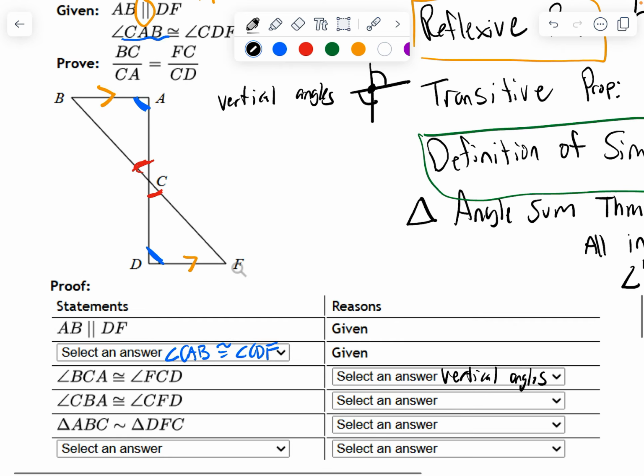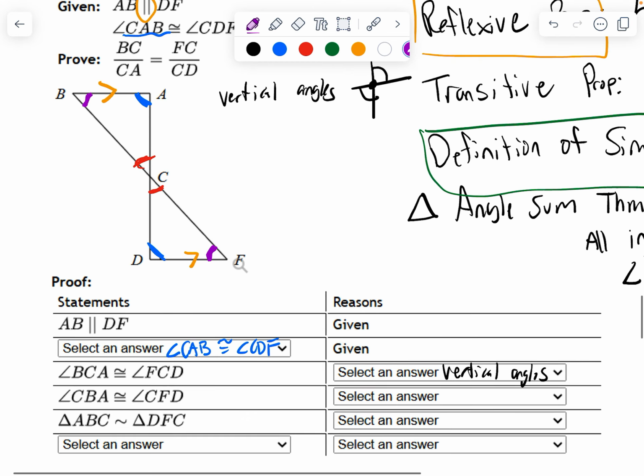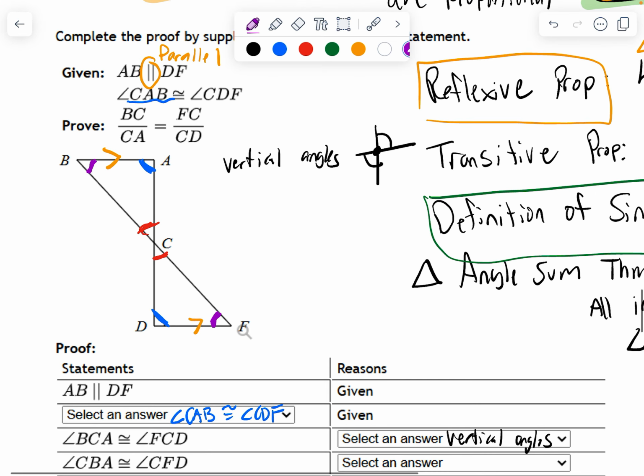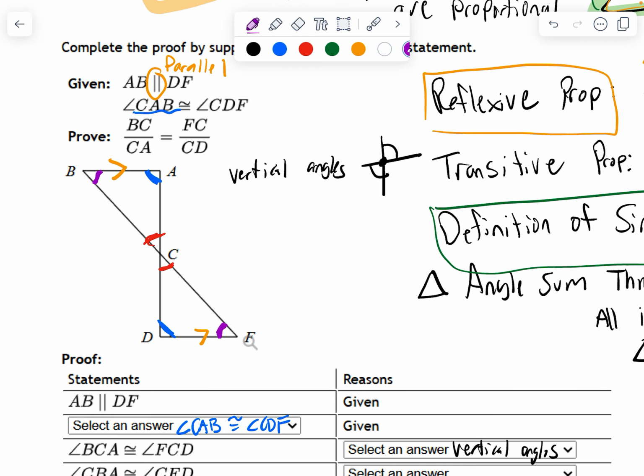So the next one we're talking about is angle CBA and CFD. So that'll be, use another color, this corner one and that corner. How do we know those last angles are the same? Well, because we have parallel lines, we can use those to help prove that final angle. There's actually quite a few things we could do.